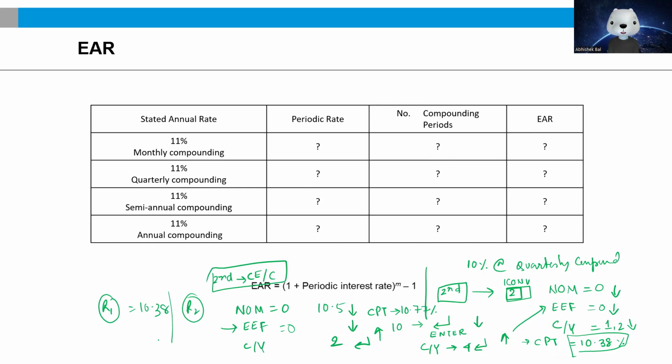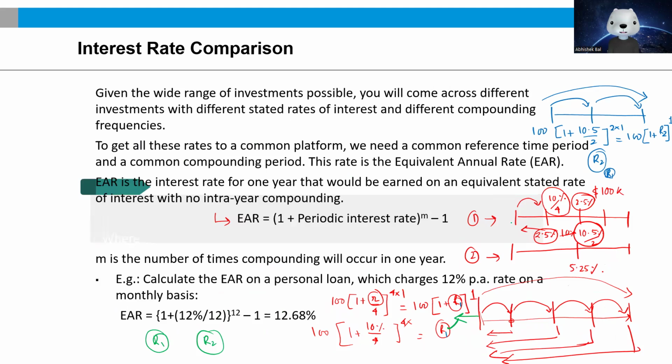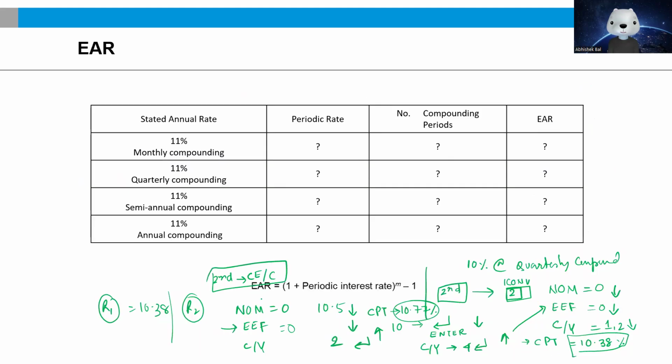What does 10.77% tell us? It tells us that investing into an interest-bearing security that yields me 10.5% semi-annual pay coupon is equivalent to investing into a security without any compounding sub-periods, but being compounded only once a year at the rate of 10.77%.